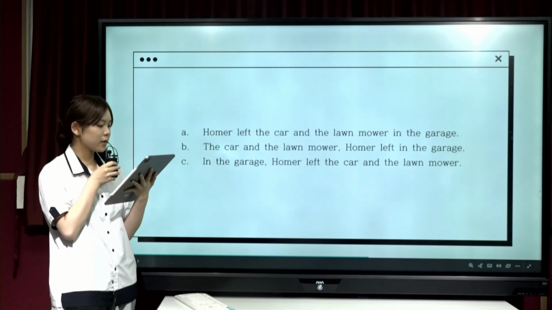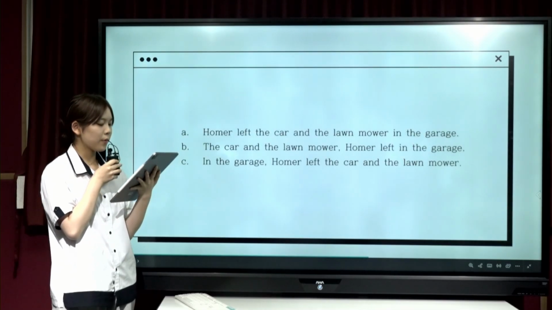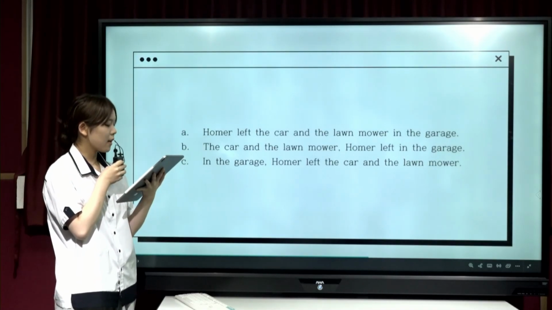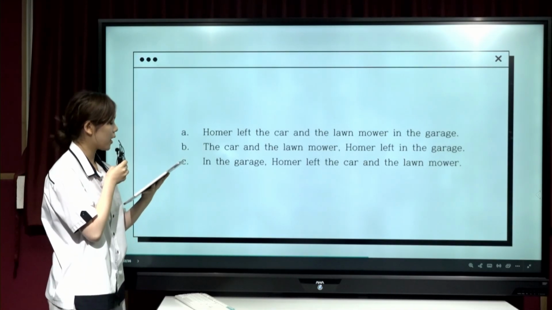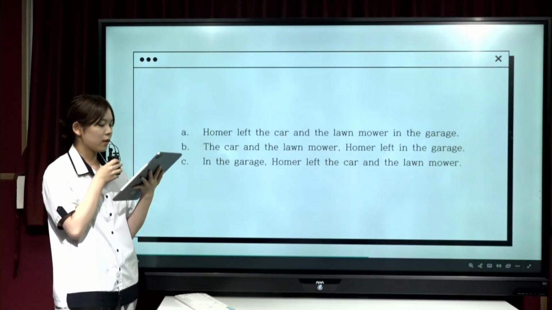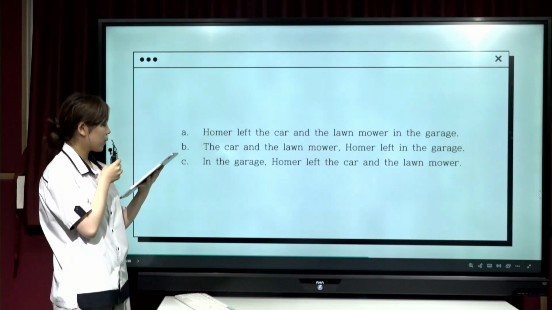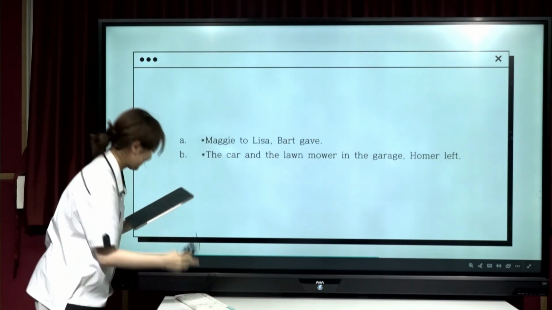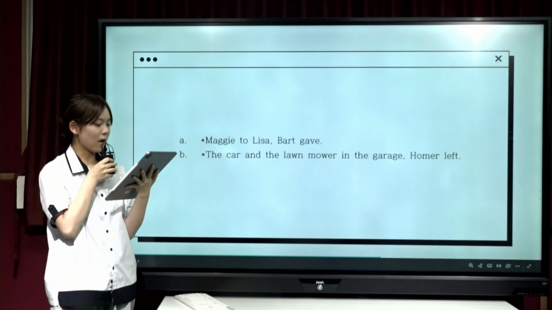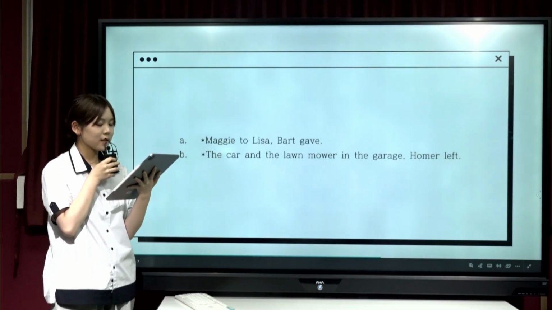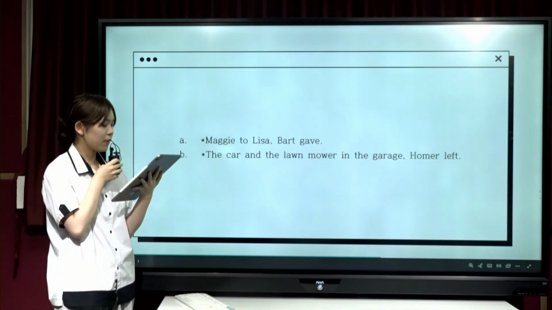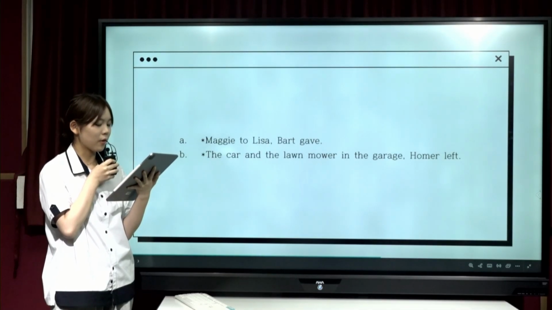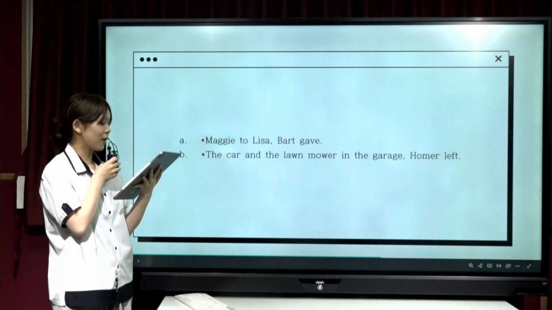We can see a similar case with this sentence. Homer left the car and the lawn mower in the garage. It can also be expressed as "the car and the lawn mower Homer left in the garage," or "in the garage Homer left the car and the lawn mower." However, not every sequence of words can be dislocated. For example, "Maggie to Lisa, Bart gave" is ungrammatical. And "the car and the lawn mower in the garage Homer left" also sounds unacceptable.